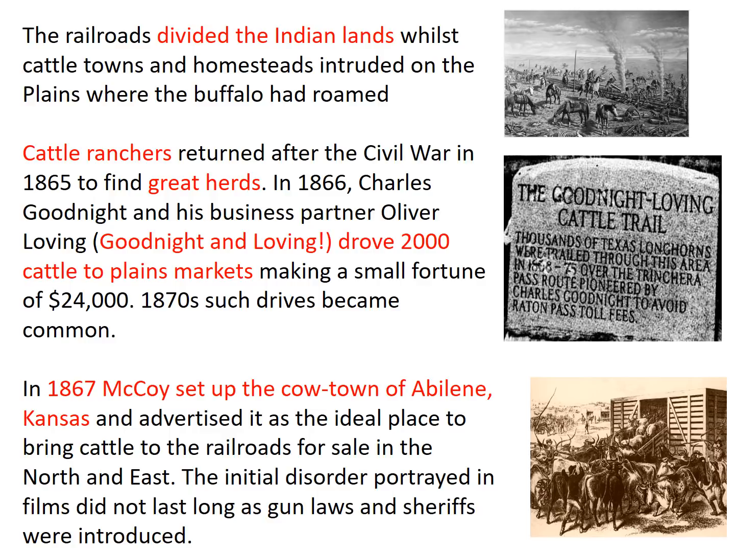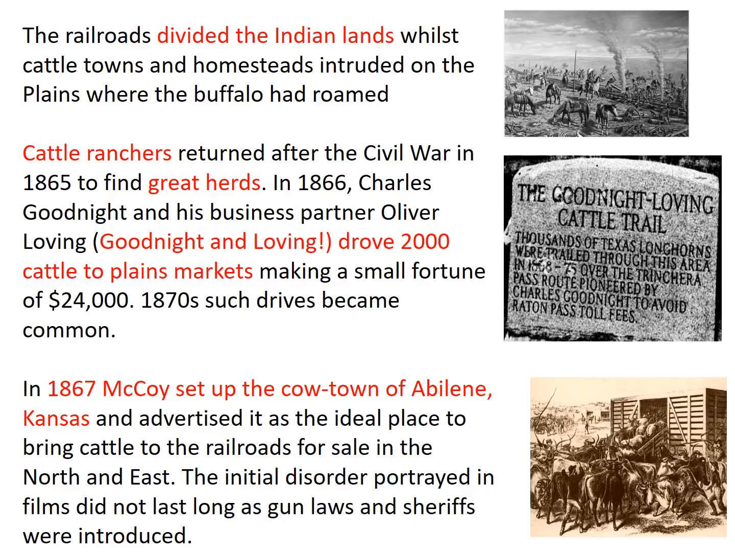Well, the railroads divide the Indian lands from north and south, so we know that's going to be a problem, and it's where the buffalo had previously roamed. There's a change here, though, also because after the Civil War, great herds of cattle have been found. In 1866, Charles Goodnight and Oliver Loving drive 2,000 cattle to plains markets and make $24,000 from that, and now that becomes a common thing to do.